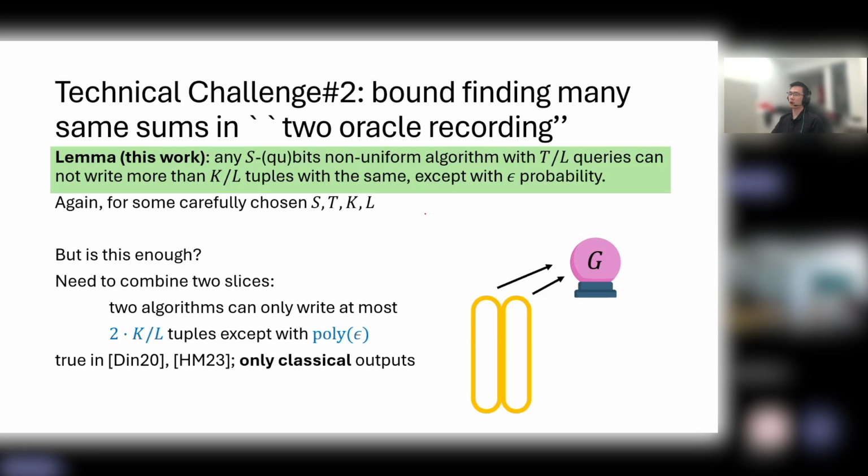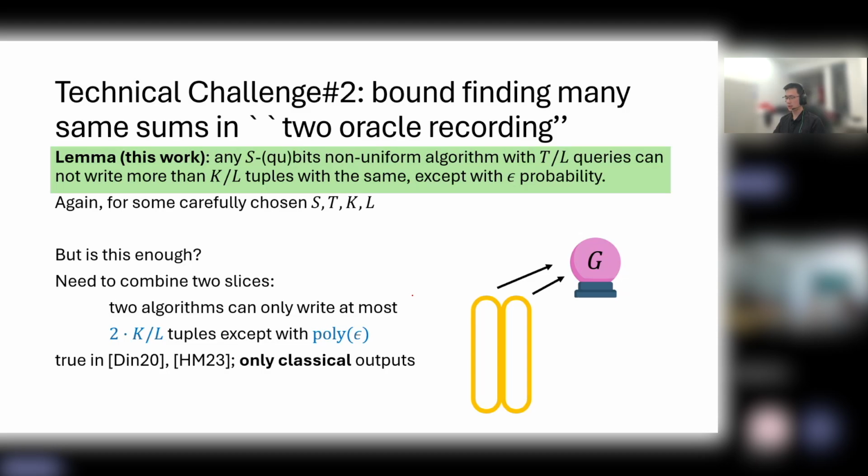And the probability that there are more than k divided by L tuples is very small, let's say epsilon. So if we merge these two slides, do we actually get an algorithm that outputs at most 2 times k divided by L tuples, except with probability polynomial of epsilon?